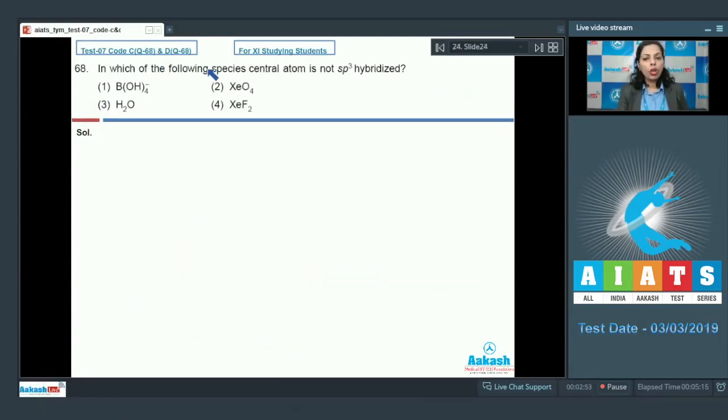Question number 68. In which of the following species is the central atom not sp3 hybridized? In the case of hybridization, the electrons present in the valence shell as well as the lone pairs participate in the hybridization process. In case of B(OH)4 negative, the hybridization is sp3, and it exhibits tetrahedral shape. For H2O, sp3, bent molecule, a tetrahedral structure. XeO4 is also exhibiting sp3 hybridization. While if I talk about XeF2, in this case the hybridization is sp3d due to the presence of the lone pairs in the orbitals. So in this particular case only the hybridization is not sp3, and that's why option 4 is the correct option.